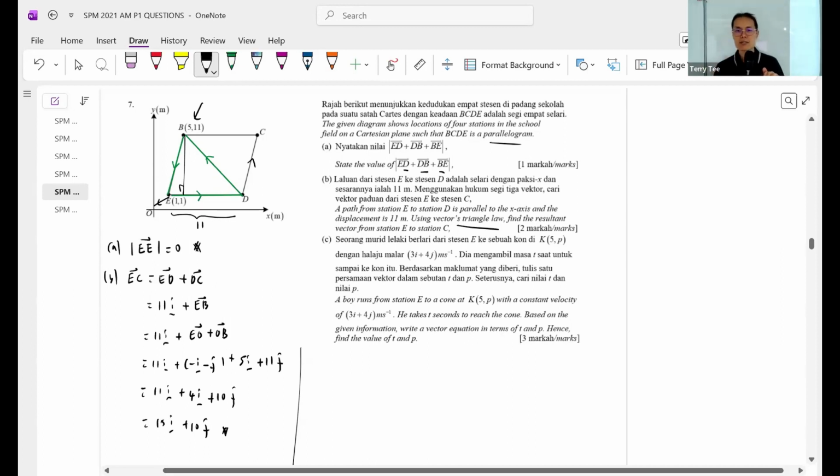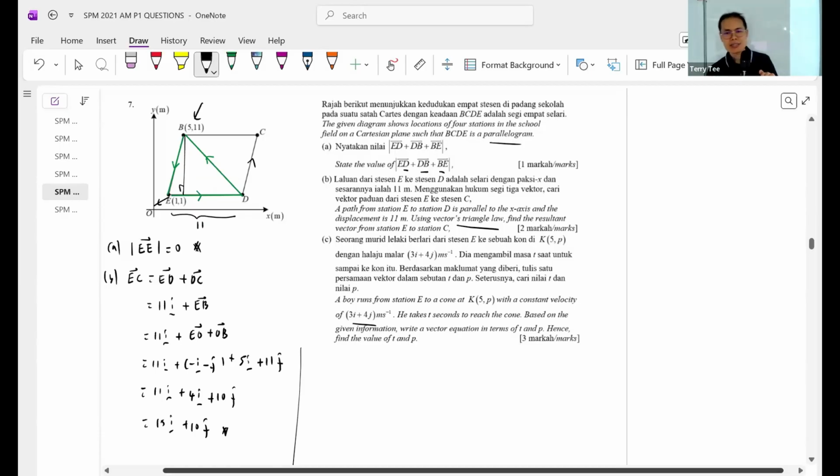Now, a boy runs from station E to a cone at K with a constant velocity. Where's K? I don't know. It's 5p. He takes t seconds with a constant velocity of 3i plus 4j to reach the cone. So based on the given information, write a vector equation in terms of t and p. Hence, find the values of t and p.